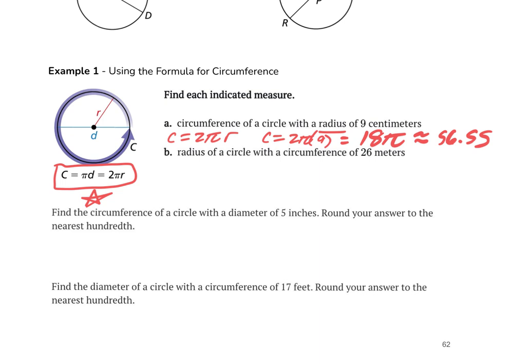On this next one, it says the radius of a circle with circumference of 26. So C equals 26. So we're going to do 26 equals 2 pi r. And we're going to work backwards to find out what my radius is going to be. So first of all, I would divide by 2.